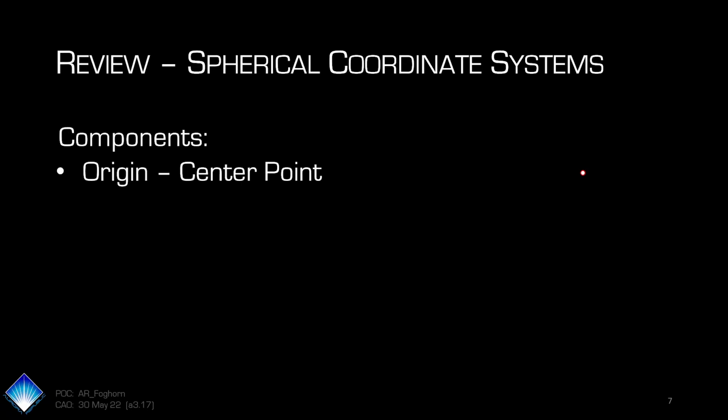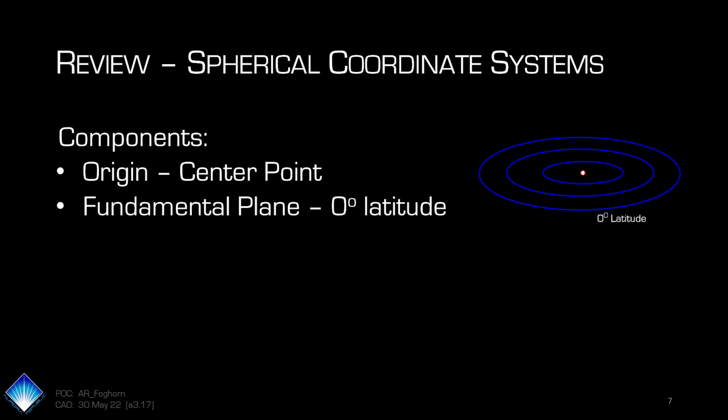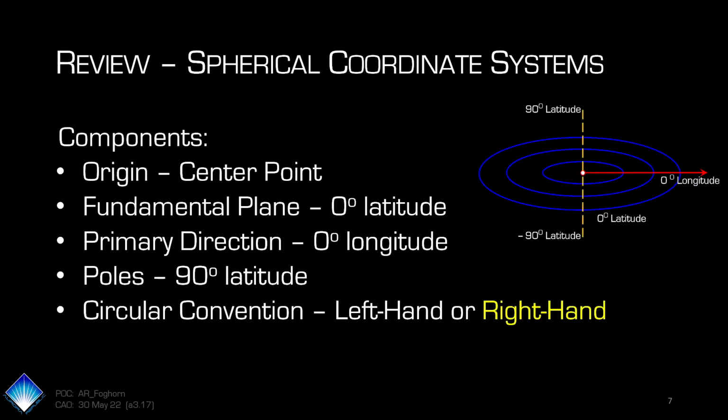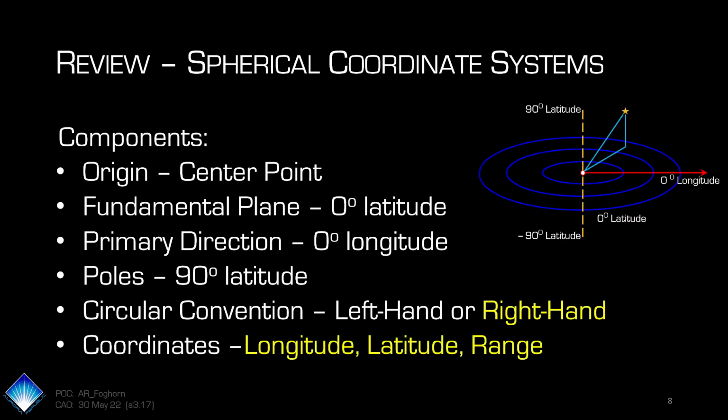The first component is some sort of origin point. The second component is some sort of fundamental geometric plane that contains the origin. This fundamental plane defines 0 degrees of latitude. The third component is a primary direction lying within the fundamental plane. This primary direction defines 0 degrees of longitude. Perpendicular to the fundamental plane and passing through the origin are the poles, which are the definition of 90 degrees latitude. Spherical systems can be oriented in a left-handed or right-handed circular convention, although the vast majority are right-handed.